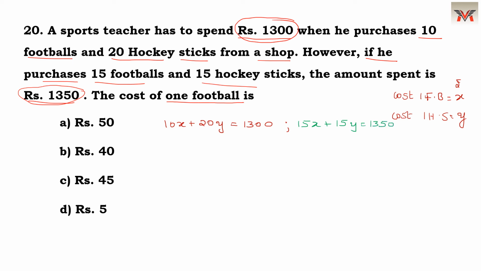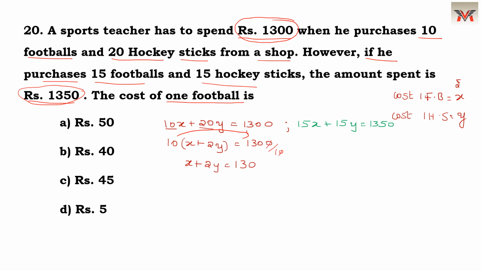Now let us just simplify these equations. If you observe here, I have 10 and 20. I can take 10 common out, right? So 10 into x plus 2y, that is equal to 1300, or I'll get x plus 2y is equal to 130. How am I getting 130? I'm just moving this 10 to the other side and it becomes divided by 10. So 0 cancels. We'll get 130.